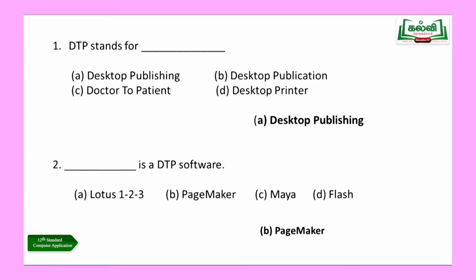Okay. Next we will go to the second question. Dash is a DTP software. 4 options are shown there: Lotus, PageMaker, Maya and Flash. Maya and Flash are used in multimedia. Lotus 1, 2, 3 is a spreadsheet. The correct answer is PageMaker.